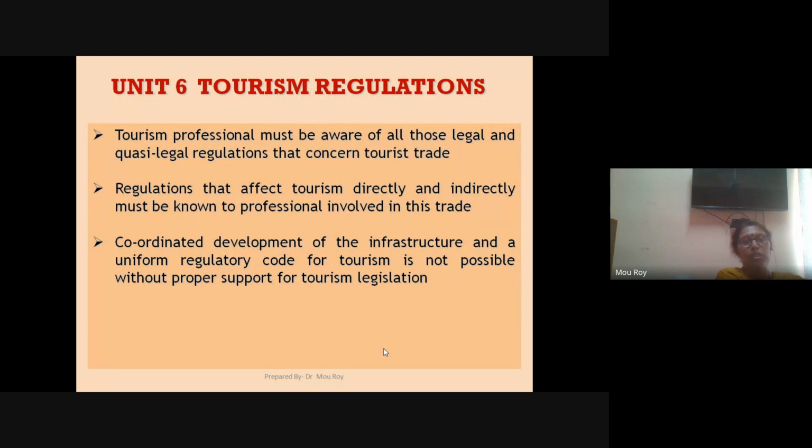So coming to unit 6, that is about tourism regulations. If you are into tourism business, if you are a tourism professional, you need to know why these legal regulations should be there. You should be aware of all of them. That can include your passport, your visa, and different types of visas and passports. There should also be proper development of infrastructure and a uniform regulatory code for tourism, because it is not possible without proper support from tourism legislation.